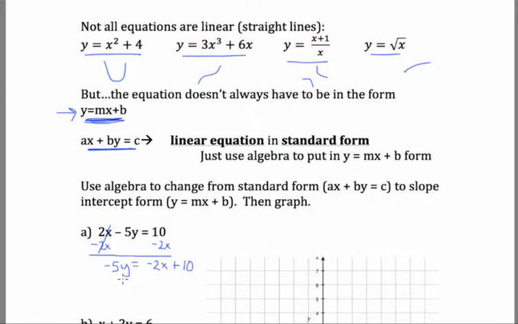Now I want to get y by itself. So undo what's been done to the y. I want to undo multiplying by negative 5, so I divide by negative 5. Now here's a little trick. You have to divide every term by negative 5. Well, this cancels, so you have y equals, negative divided by a negative is a positive, so that's positive 2/5 x. 10 divided by negative 5 is negative 2. I'm going to switch my zoom and then we'll graph that.